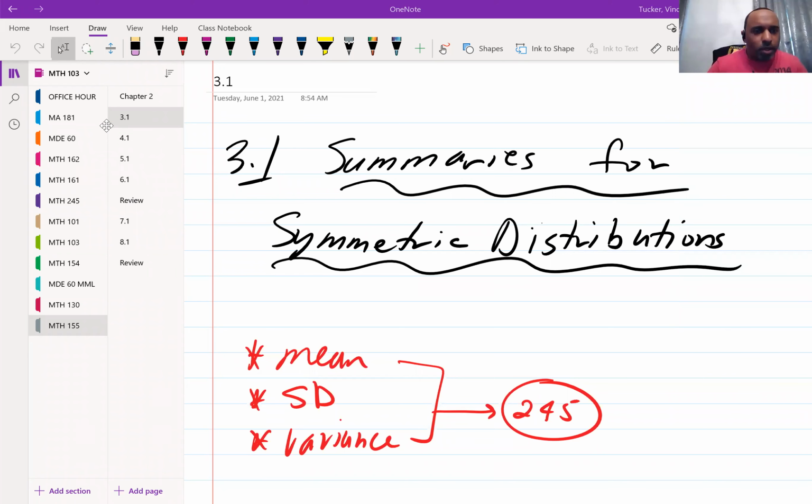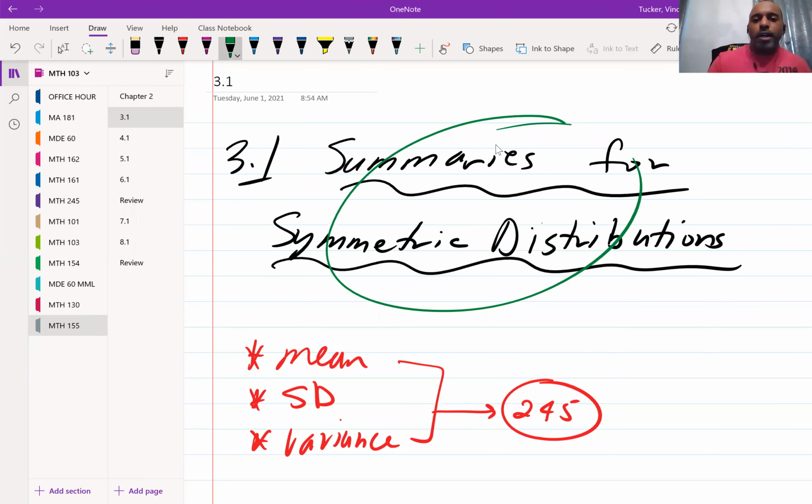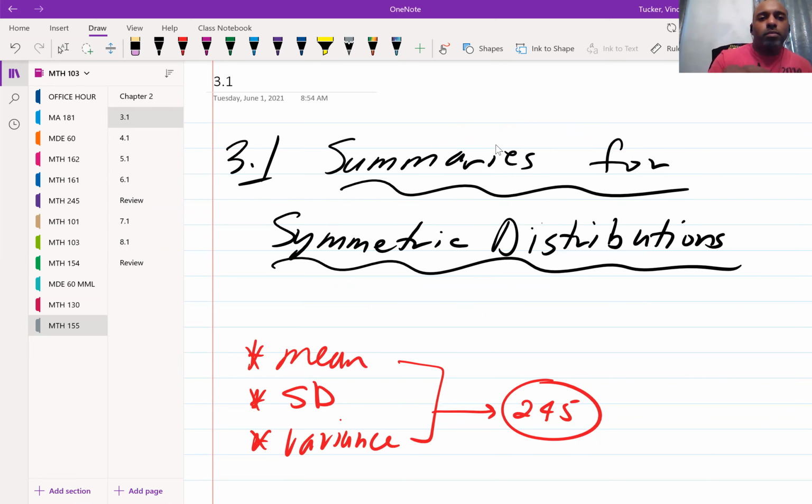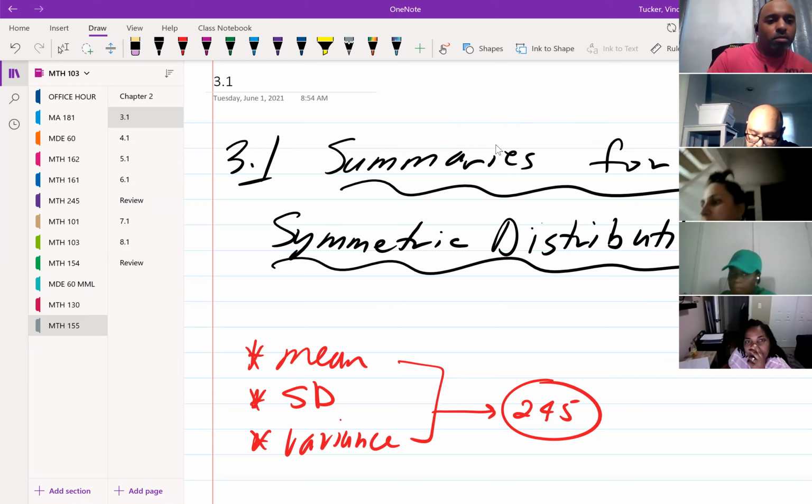All right, so the title of our section 3.1 is summaries for symmetric distributions. You don't have to copy what's in red. That's just a note to myself. I'm going to go to another set of notes to get what I want to give to you guys, but right here is our title for 3.1. I'll give you a chance to write it down and then we'll go.